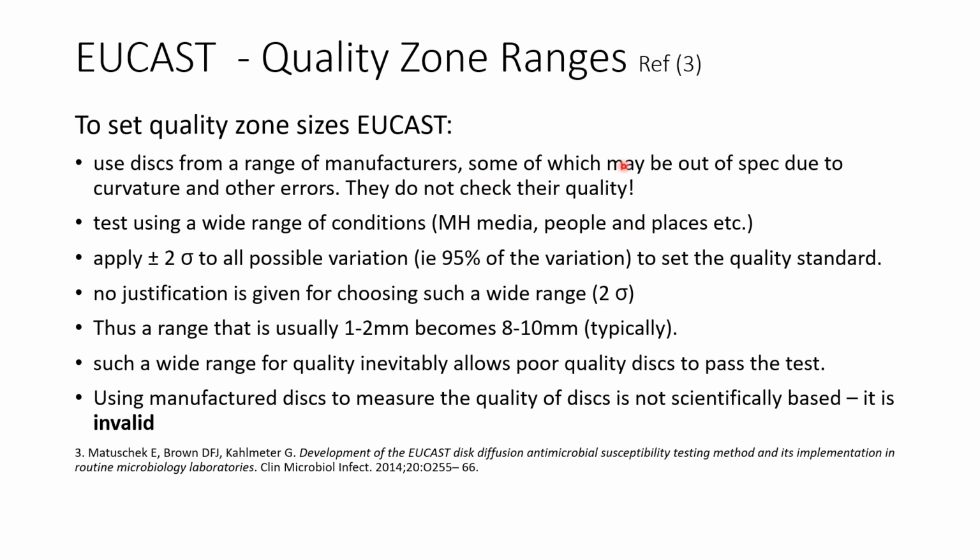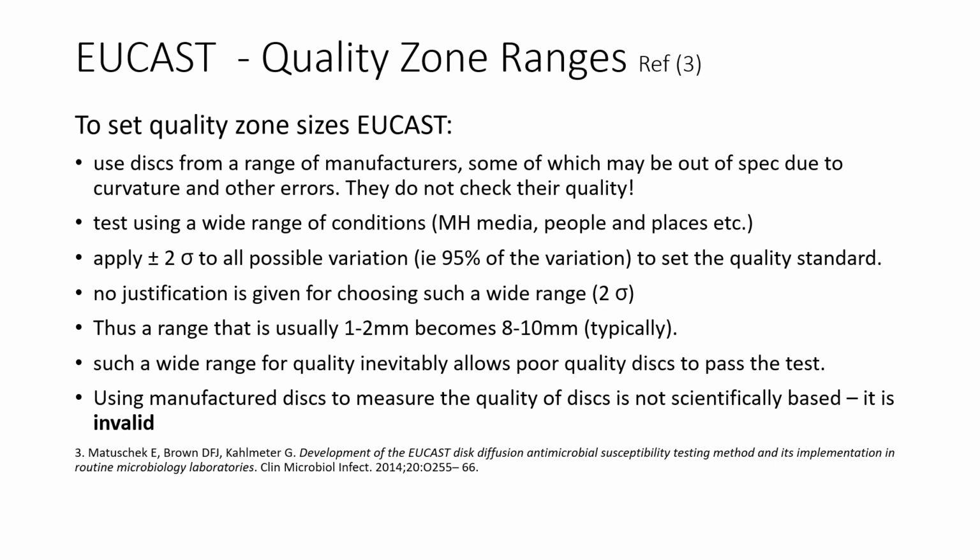different media, people and places, different laboratories, and they capture all of that data set, and they apply a 2 sigma variation to that data. So they capture 95% of the variation to set the quality zone ranges. Now, there is no justification given for a 2 sigma being used. It's perhaps not unreasonable, but it's not known where that comes from.